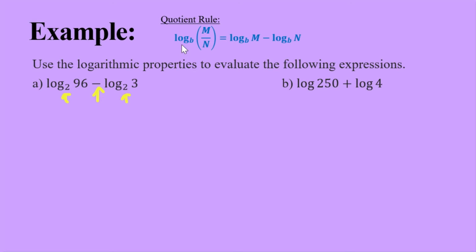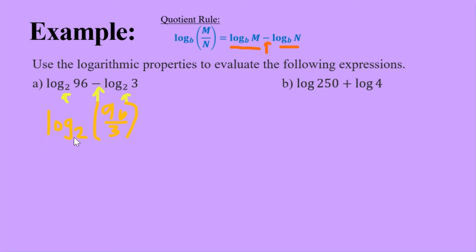Let's remind ourselves what that quotient rule said. If I have log of any base b of some function divided by another function, then I can rewrite it as log base b of my top function minus log base b of my bottom function. Well, we have exactly what we have on the right-hand side of that equation. Therefore, we can rewrite it as what we have on the left side. We have the same base for both logs, so we know we can apply this rule. And we're just going to rewrite it as log base 2 of my m, in this case 96, over my n, in this case 3.